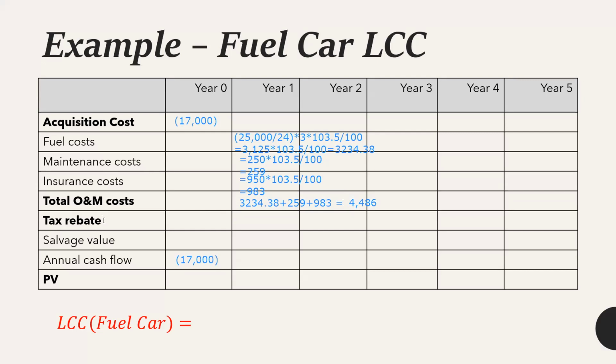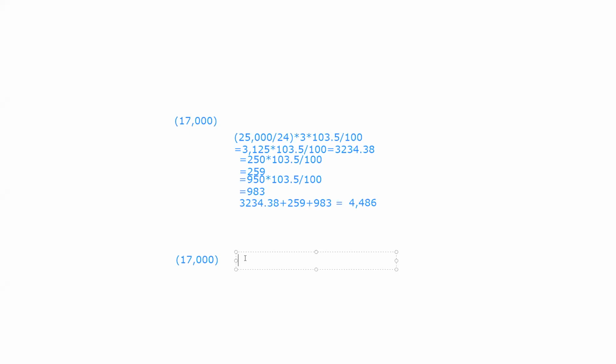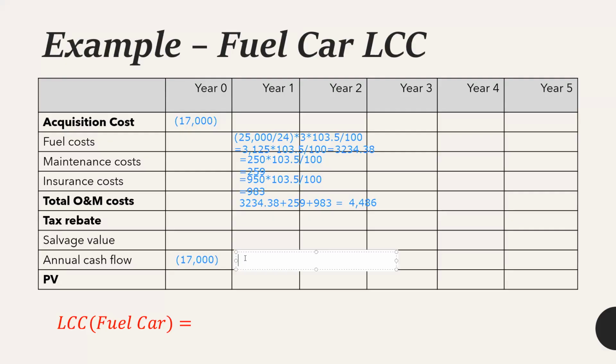After identifying the total O&M cost, do we have any tax rebate for the first year? No. Any salvage value for the first year? Since we don't sell the vehicle after the first year, we don't have any salvage value. Therefore, the annual cash flow should equal the total O&M cost minus tax or the salvage. Since we don't have tax or salvage, we can directly write down the answer for the annual cash flow as well: 4,486.